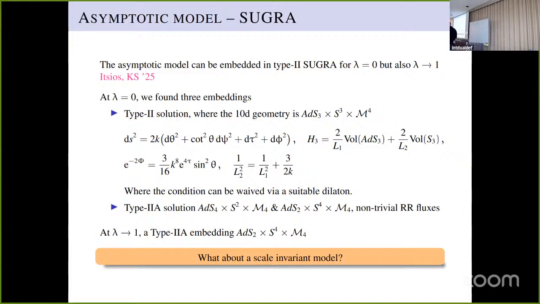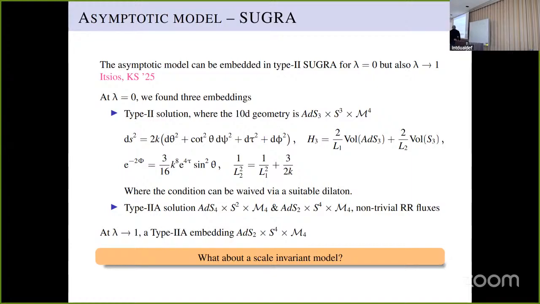What we have found till now are two kinds of embeddings, only for lambda equals 0 at the conformal point, and only when lambda goes to 1. At lambda equals 0, you find three embeddings. The first one is in a type II solution, where the 10-dimensional metric takes this form, AdS3 times S3 times M4. M4 is my metric at lambda equals 0.